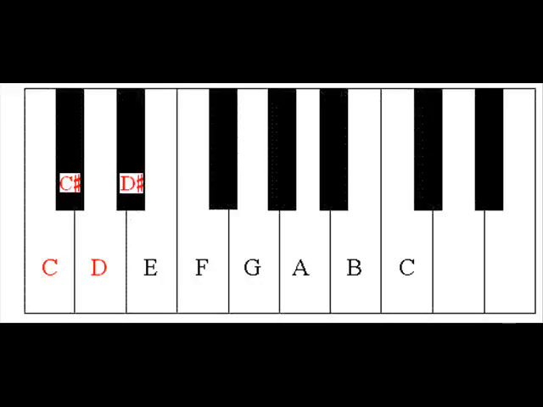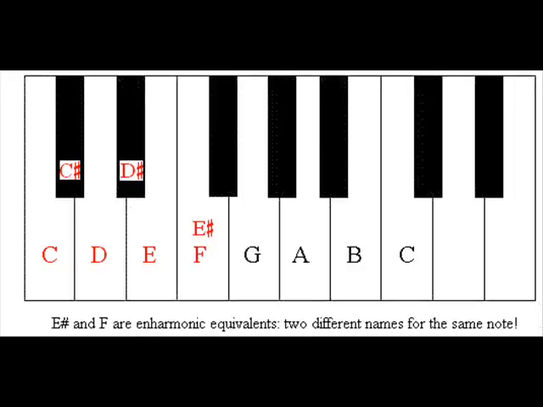However, when we move up from E, there is no adjacent black note. The nearest note is F, another white key. As strange as it seems, we still call that nearest adjacent note up from E an E sharp. The F key thus has two names, F and E sharp. They are enharmonic equivalents, the same note spelled two different ways.